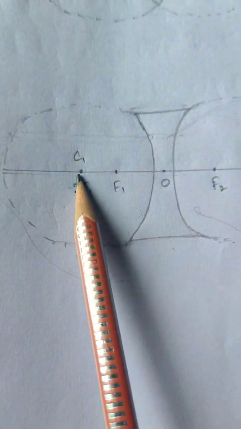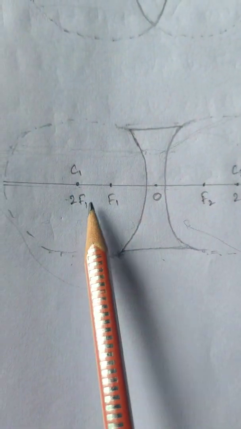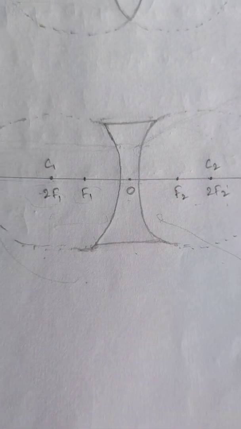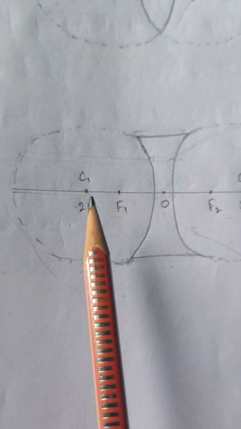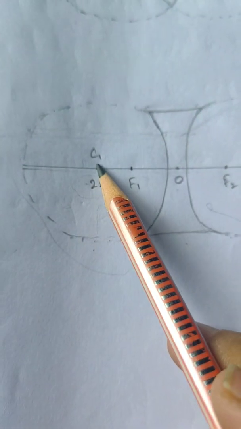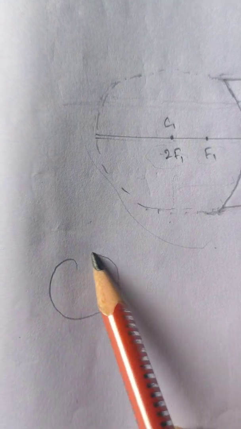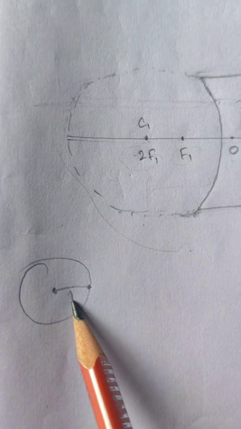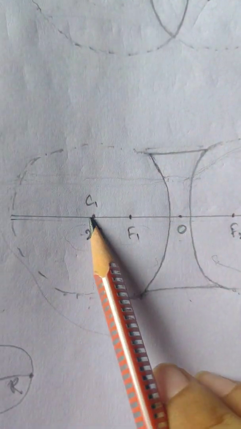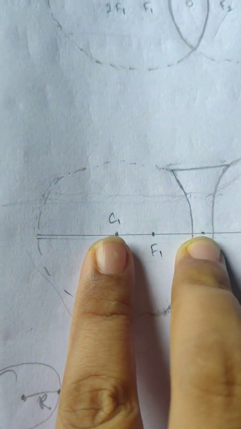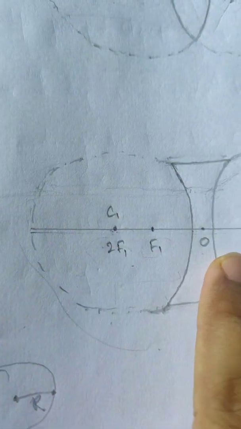Now here again we have C1 and C2. We can name these as 2F1, F1, O, F2 and 2F2. And another thing: 2F equals R. If we have a circle, then the distance from the center to the circumference is the radius, isn't it? This is the center, this is the circumference, so from here to this point is the radius. 2F to O is R.